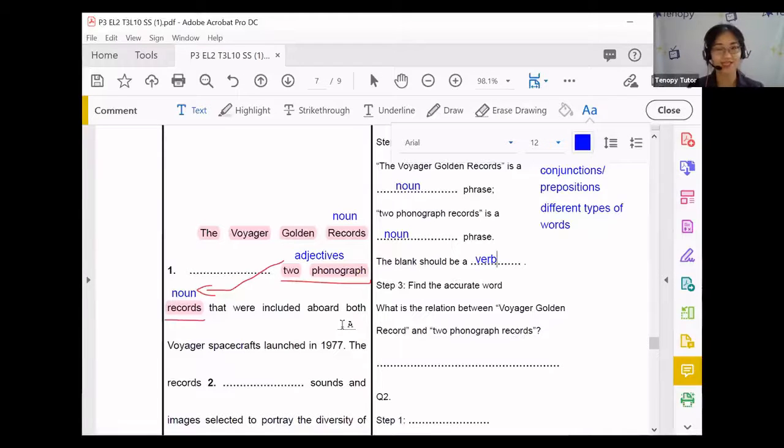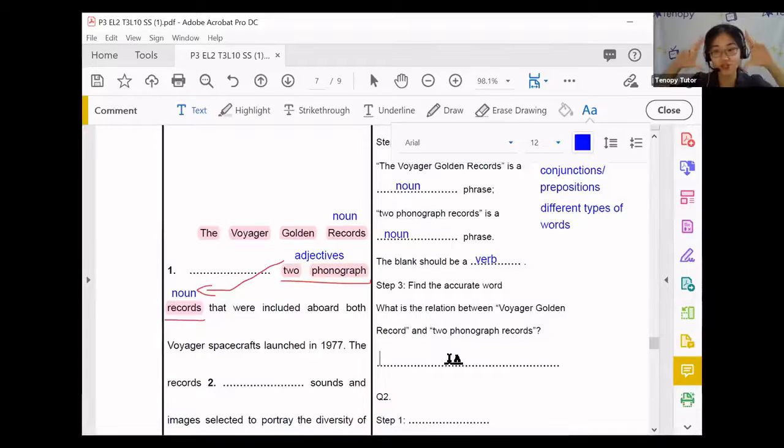What do you think is the relationship between the Voyager Golden Record and two phonograph records? Let me phrase it this way. Do you think they're the same thing? Do you think the Voyager Golden Record is a type of phonograph record?